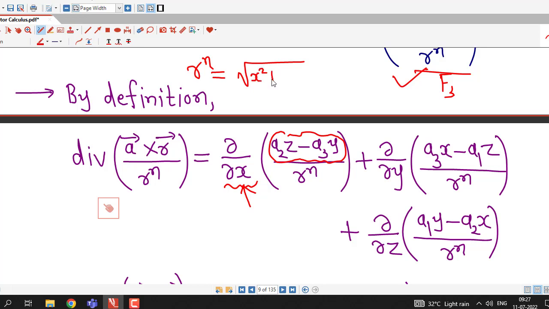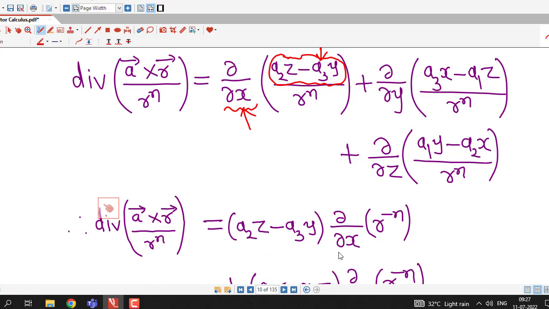We know that small r is the square root of x square plus y square plus z square, and to the power n. So r is a function of x, y, z, and we are interested in the partial derivative of r raised to n with respect to x. Since r raised to n is in the denominator, we will write that as del by del x of r to the power minus n. So here a2z minus a3y is considered as a constant, into the partial derivative of 1 over r raised to n with respect to x, that is, the partial derivative of r raised to minus n with respect to x.